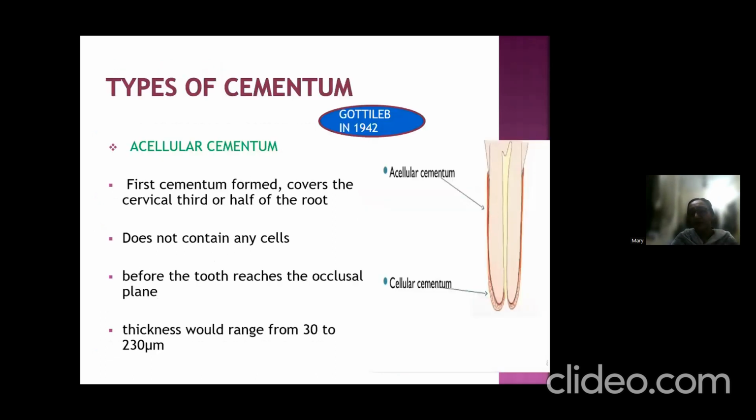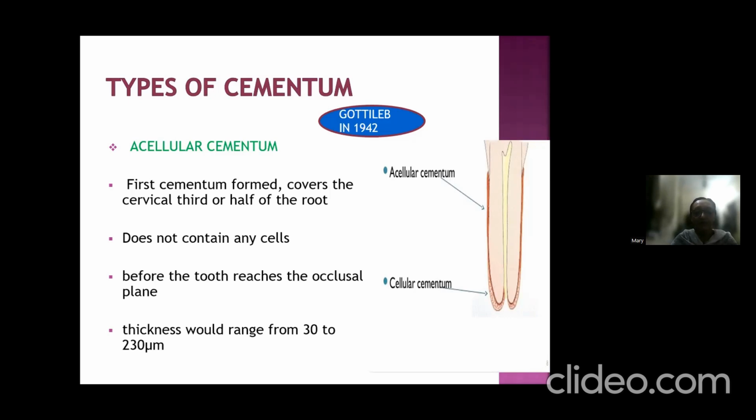Now coming to the types of cementum. We have seen the different cells of the cementum. This classification was first described by Gottlieb in 1942. That is, cementum can mainly be divided into two types, cellular and acellular. As the name suggests, acellular contains no cells. This is the first formed cementum, and it covers almost the cervical third, or almost half of the root, and it does not contain any cells at all.